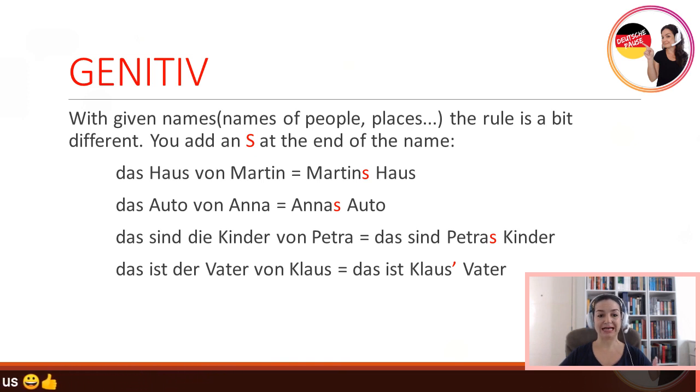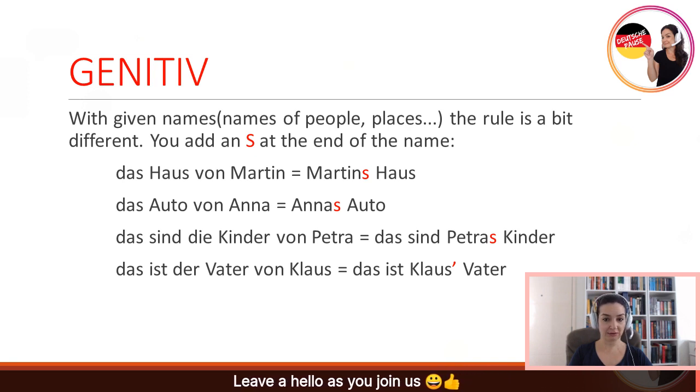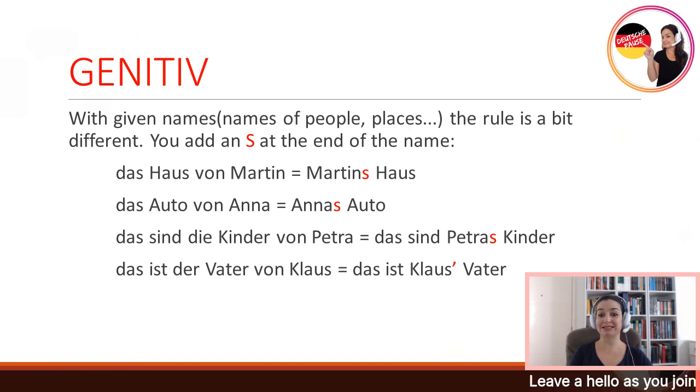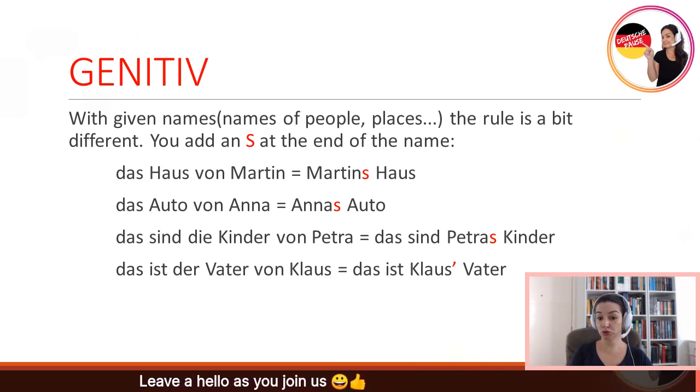Das sind die Kinder von Petra. Das sind Petras Kinder. Das ist der Vater von Klaus. Das ist Klaus' Vater. So as you can see here in this last one, because Klaus already has an S at the end, we are not going to add an extra S. We then use the apostrophe to indicate that something is missing, that there's something extra that could or should be here, but isn't. And in this case, it's the S.